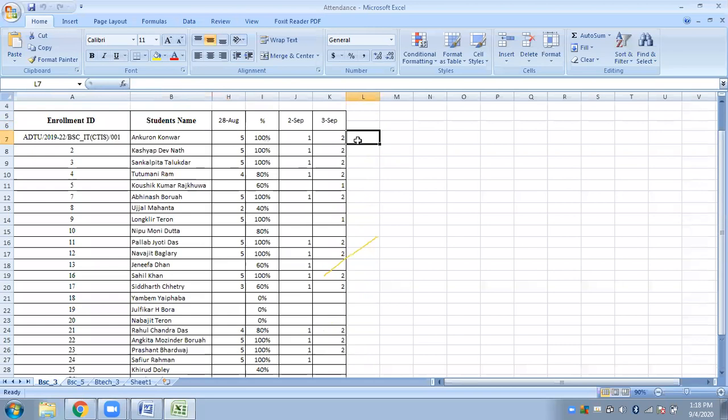Attendance. Ankuran, present. Kashyap. Present, ma'am. Sankalpita. Then Tutumuni. Kaushik. Abhinash. Yes, ma'am. Kaushik. Ujjal.